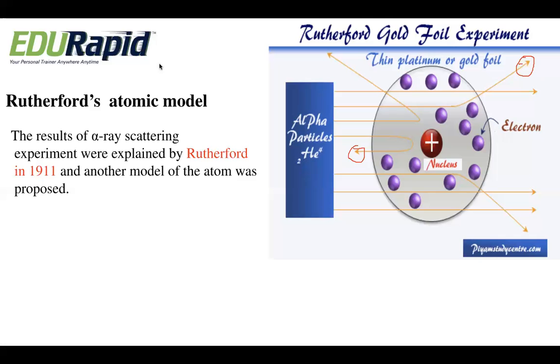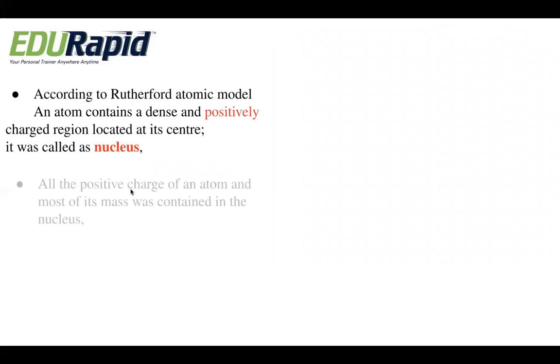So Rutherford, in the year 1911, after carrying out the alpha scattering experiment, proposed his model. So what was the result of this experiment? Let us see.